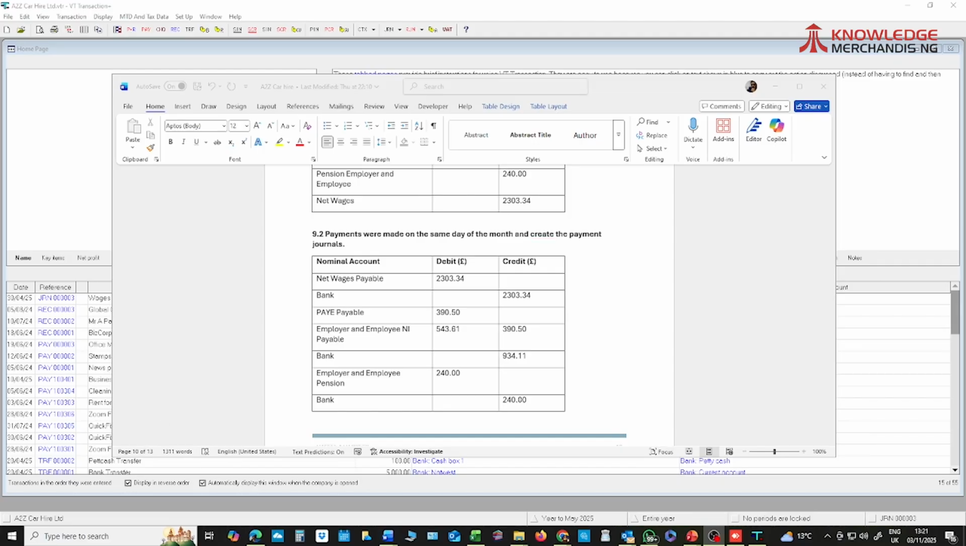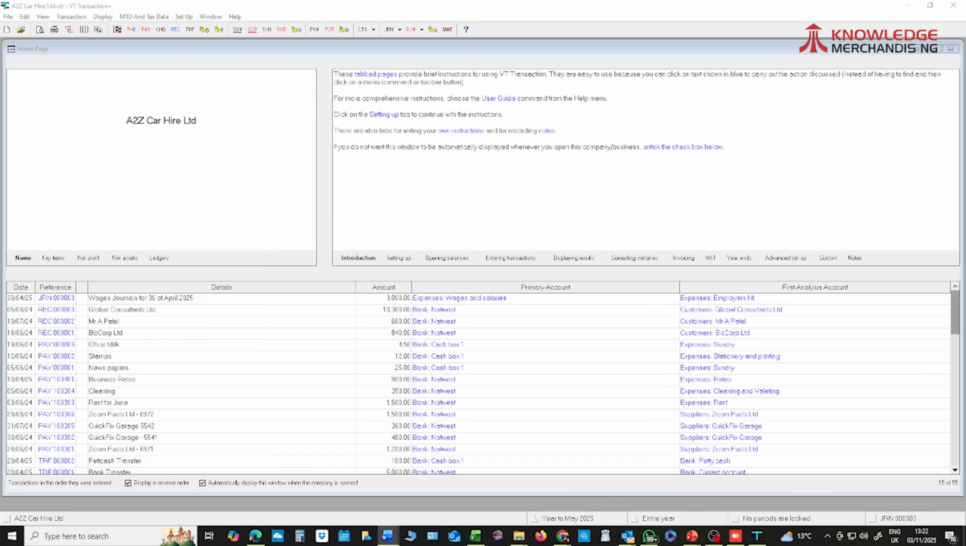Right. In 9.1, we created journals when we run the payroll every month. At month end, we run the payroll and we enter the journals in our VTTransactionPlus. Now, when we make the payment, how do we do this? This is basically reversing back whatever we have done. So I'm going to show you how to enter the journals in VTTransactionPlus when we make the payment.